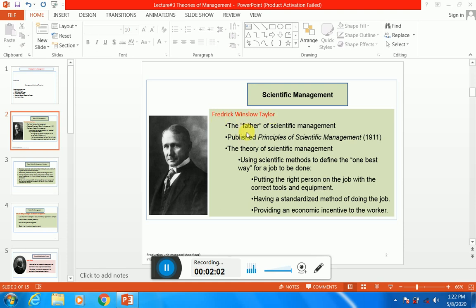And Frederick Taylor was considered as the father of scientific management theory.